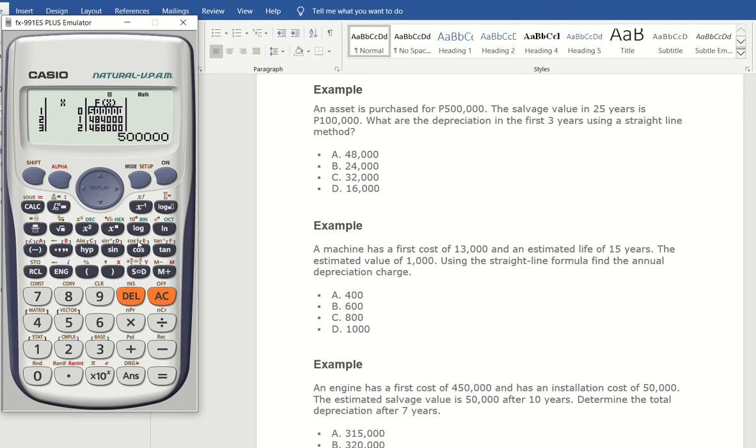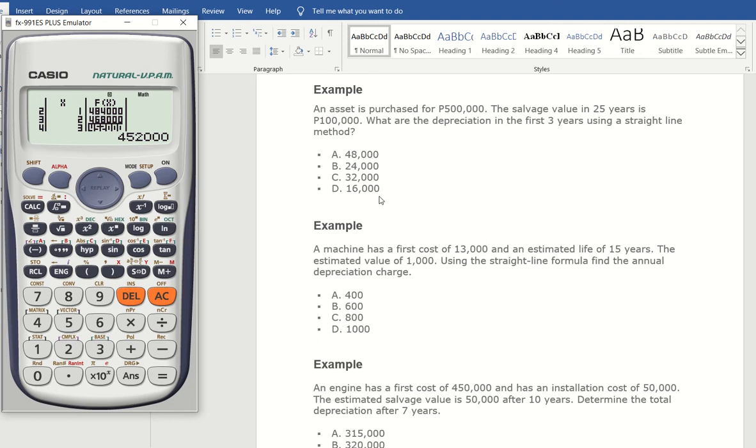So the first cost is 500,000. If we deduct a book value of 484,000, that's gonna be 16,000. Still the same. Book value in year one minus book value in year two, 484,000 minus 468,000, that's still gonna be 16,000. Book value in year two minus book value in year three, that's gonna be 16,000. So the answer is letter D, 16,000. Now you need to be careful with the question because sometimes it's gonna ask you for the total depreciation charge. I have an example for that. We're gonna tackle it later on. But first, let's move on to our second question.